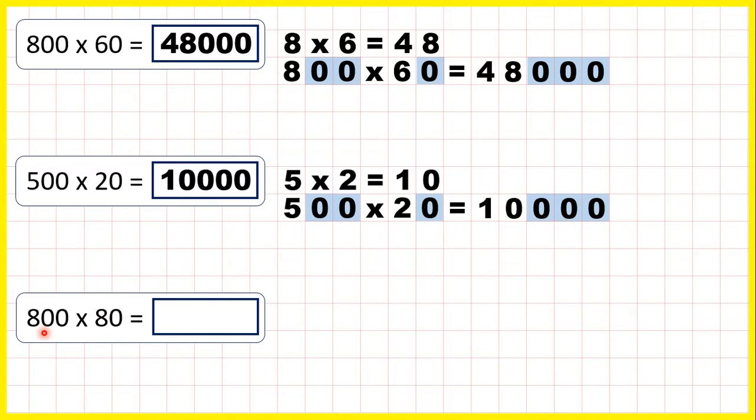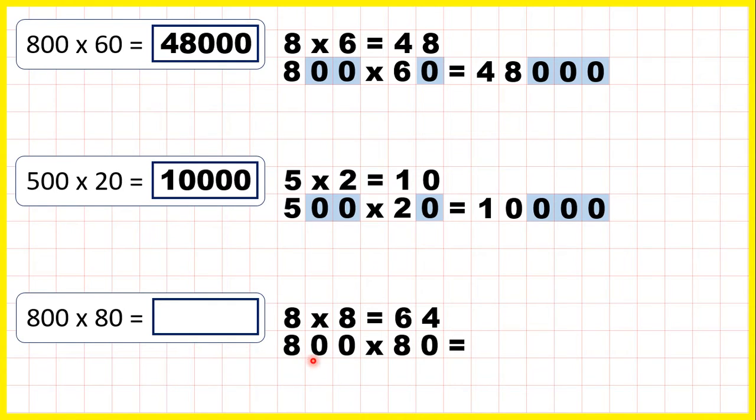Now, for 800 times 80, we just work out that 8 times 8 is 64, and then we know that 800 times 80 is 64,000, because after doing 8 times 8, we count up our zeros and put them in our answer. So 800 times 80 is 64,000.